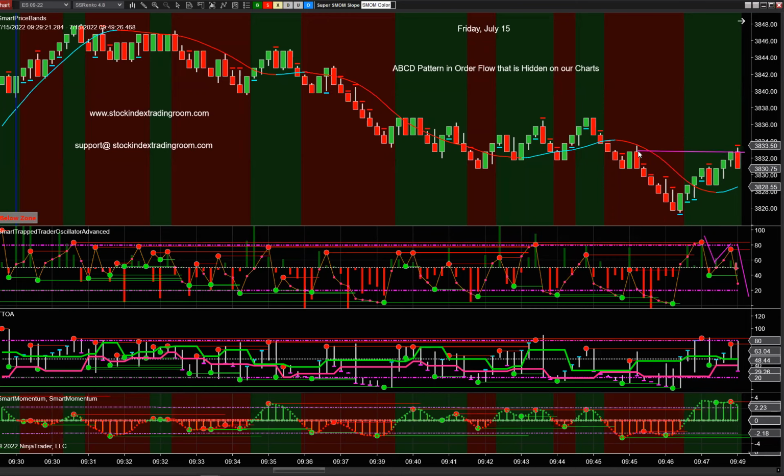Now, this is just simply from looking at structure. And we teach this in the room every day. I teach it in the room every day. So this is resistance. And here we have a market trying to go up and it fails right here. So what do we have? We have an A, B, C, D down pattern that's broken out.